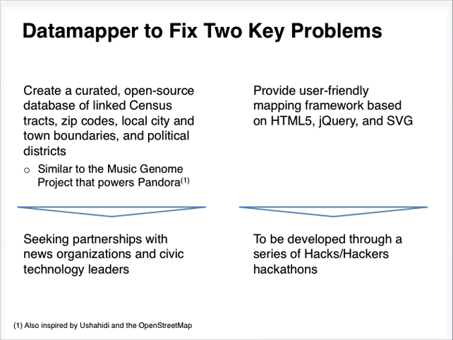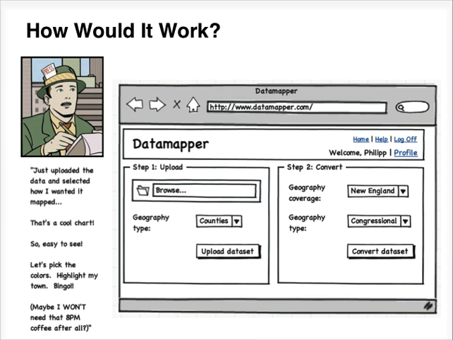Firstly, we want to create a curated open source database with linked statistical designation, whether it's census tracts, counties, zip codes, local districts, political districts. And this would be the analytical engine that would empower visualizations, the way, let's say, the Music Genome Project powers Pandora. And secondly, we want to provide a user-friendly mapping framework based on modern web standards to be able to map all of this data very easily.